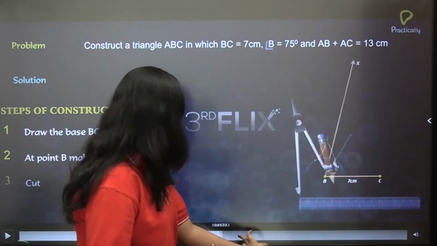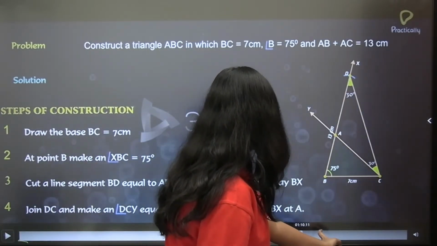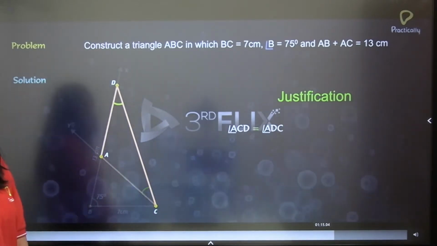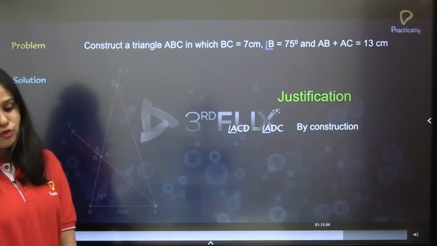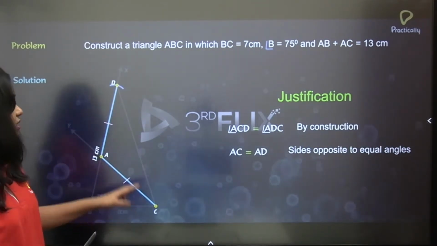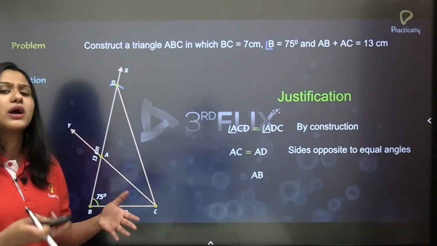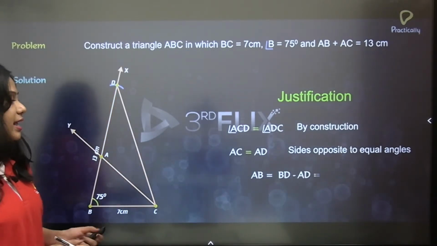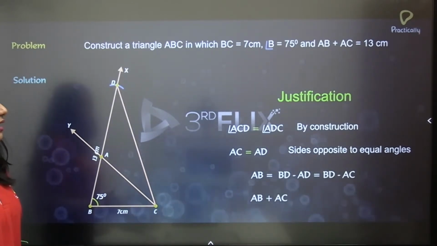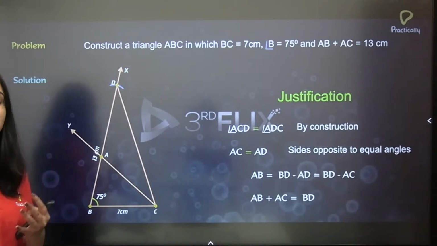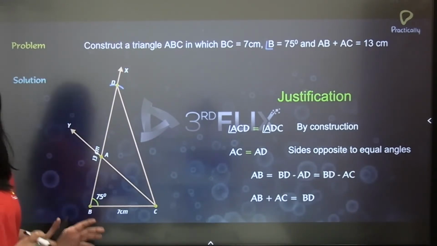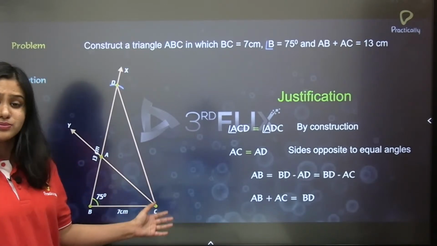So let us see the justification now that we are done with construction. Angle ACD equals angle ADC, of course, by construction. AC is equal to AD. Of course, this angle is equal to this angle, so the sides opposite to them are equal. Very simple. Then AB equals BD minus AD, that is nothing but BD minus AC. Next, AB plus AC is equal to BD, that is nothing but 13 centimeters in this case. Correct? So this is the justification of what we are doing.